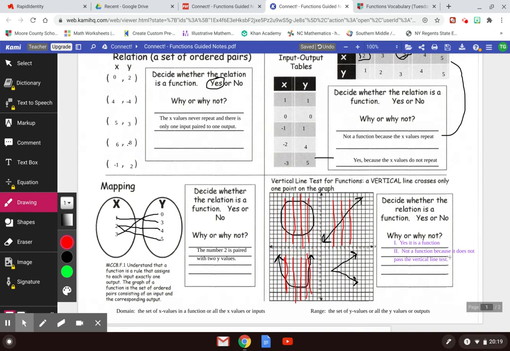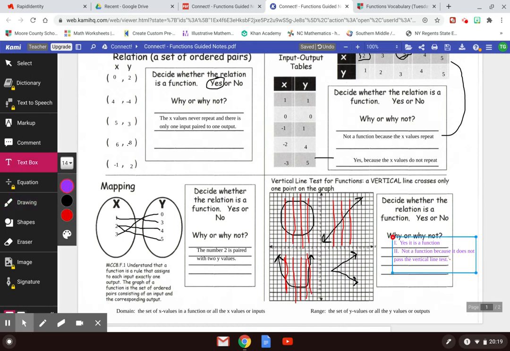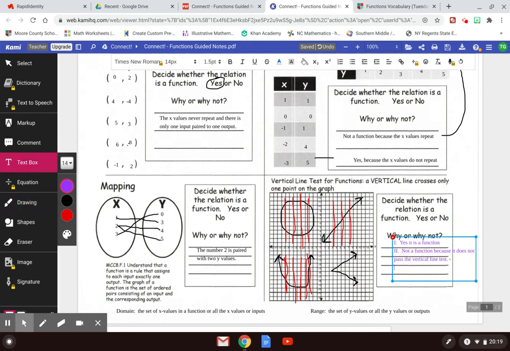Okay? So we'll come over here and same thing. We'll say for quadrant number 3, we'll say yes, it is a function because it passes the vertical line test. All right.